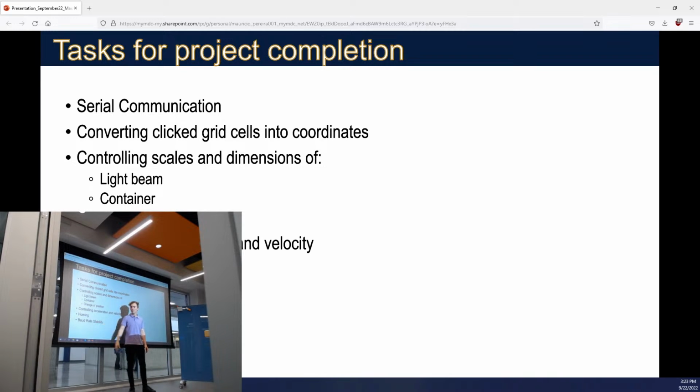Baud rate has to do with the information. How fast can I send the microscope the information? Okay, next slide.